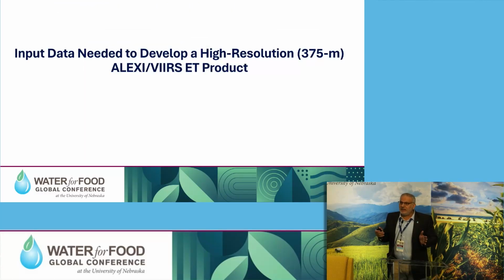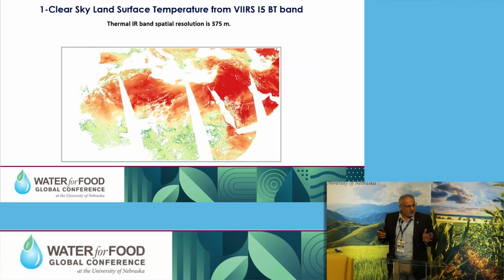The input data needed. There's a lot of input data needed, especially because we need the land surface temperature. Land surface temperature is the most important component in our model. But VIIRS does not give you that. It gives you a digital number, which you need to convert to brightness temperature. Then later, we have to do atmospheric correction to get the land surface temperature at 375 meters. So it is the I5 band from VIIRS. That's the thermal band, 11.45 micrometer.